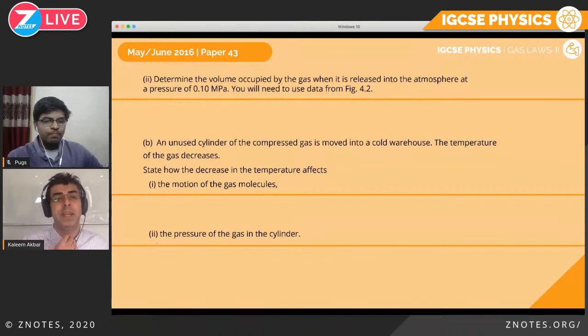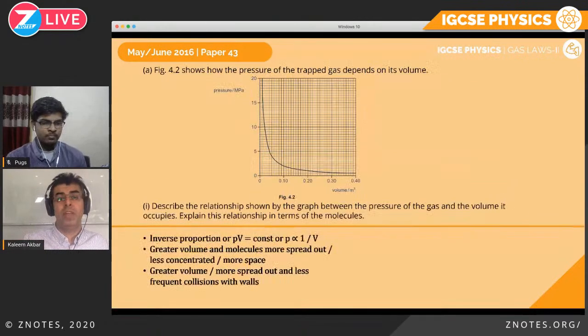Then it says, determine the volume occupied by the gas when it's released into the atmosphere at a pressure of 0.10 megapascals. You'll need data from 4.2. Well, this is where we need to come back here. And what the examiner's after is that you understand P times V is a constant.